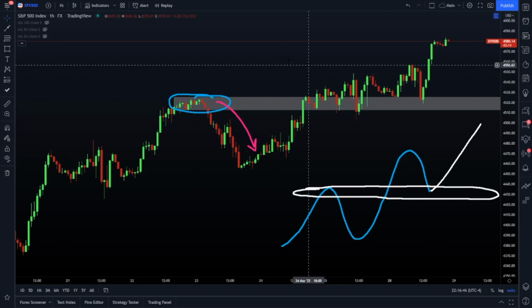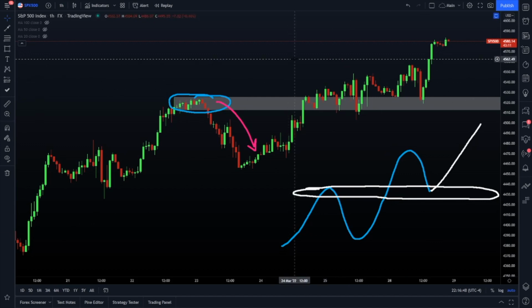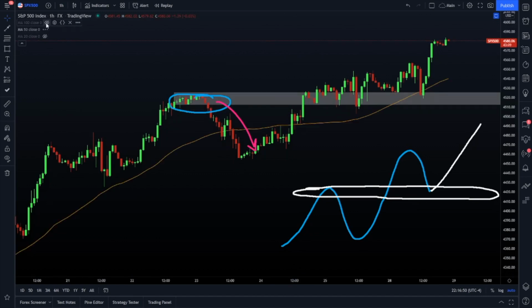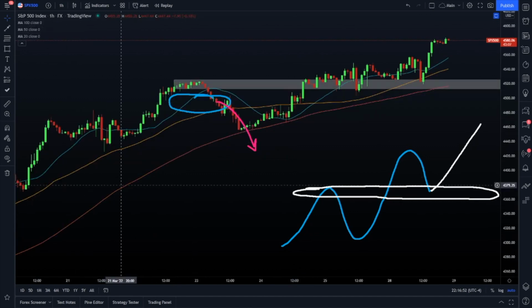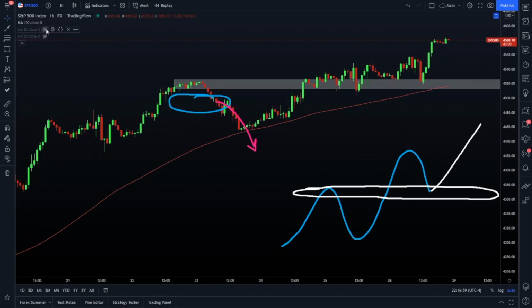How do you identify a trend? Well, there's a couple different ways. And again, that's sort of a video for another topic. You can do it with moving averages, for example. If you have moving averages agreeing to the upside, that would be an upward trend. This is the 20, the 50, and the 100 simple moving average. You could try that out on your chart.